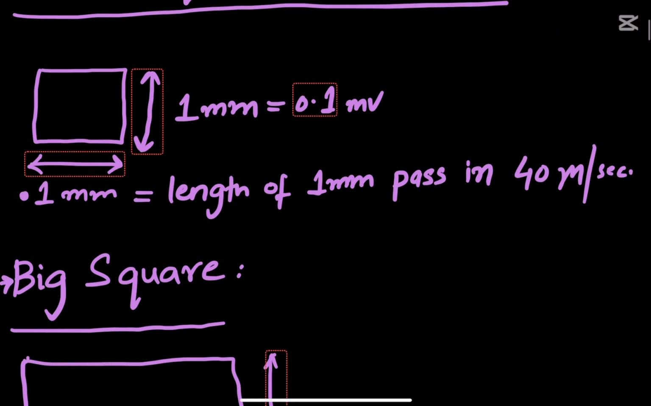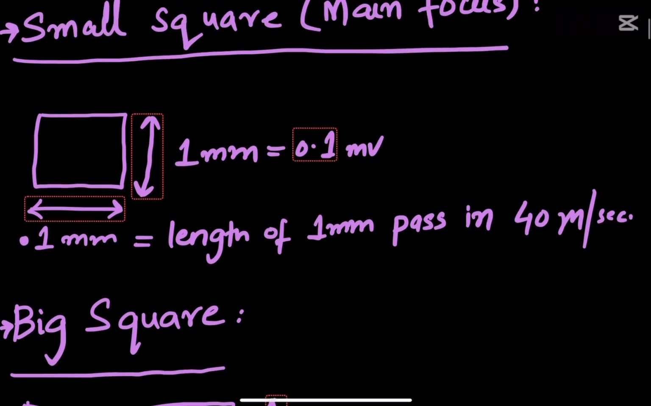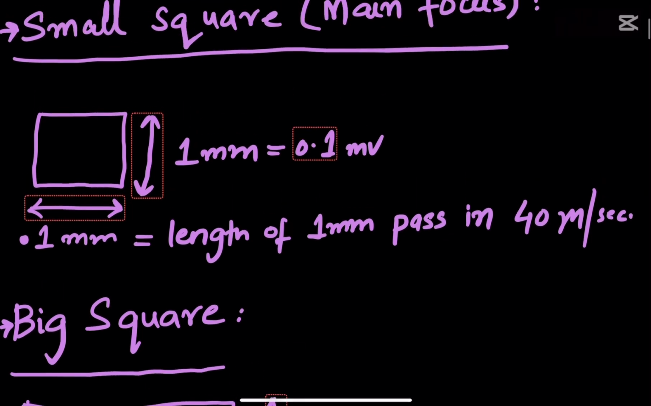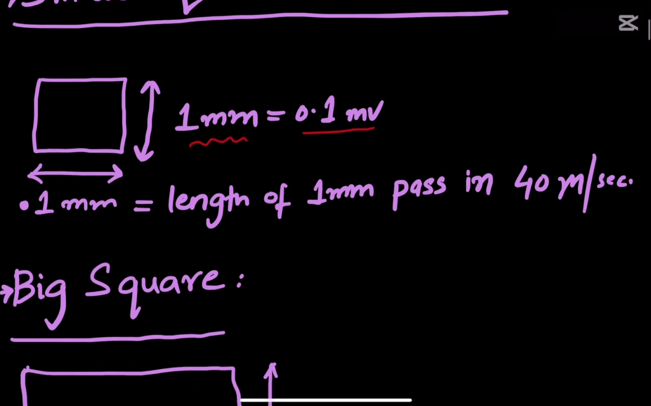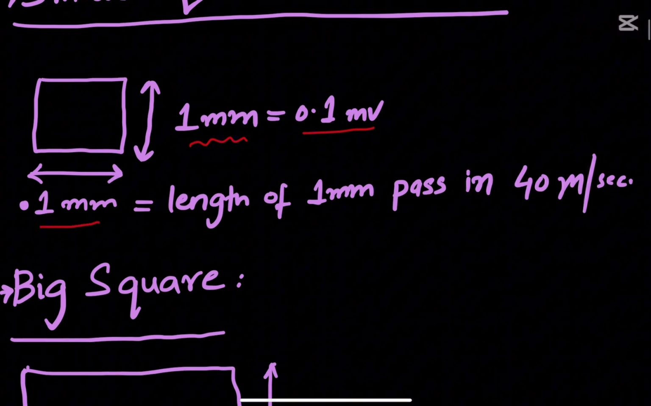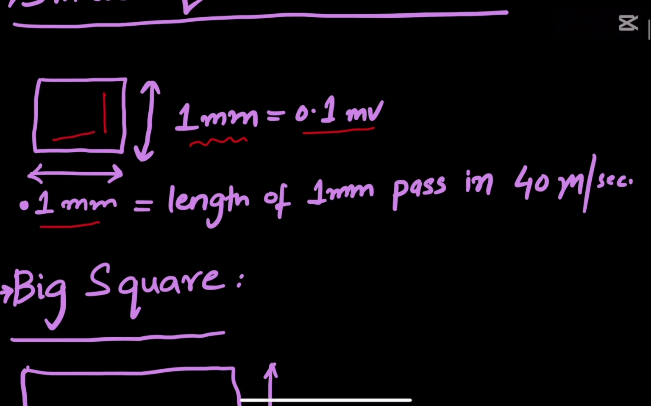This is the small square of ECG. The length of the small square is 1 millimeter, which is equal to 0.1 millivolt. This is the 1 millimeter. Both the sides are 1 and 1 millimeter of the small square and the length of 1 millimeter passes in 40 milliseconds.